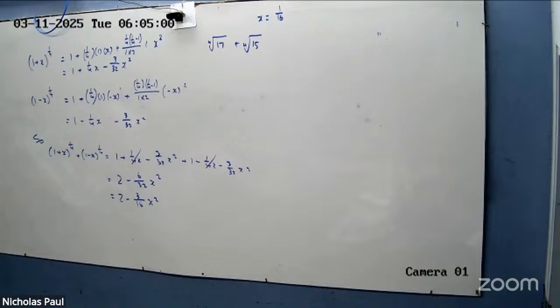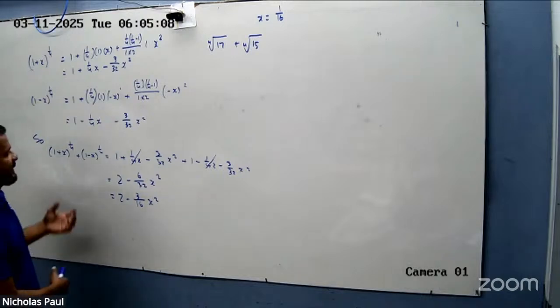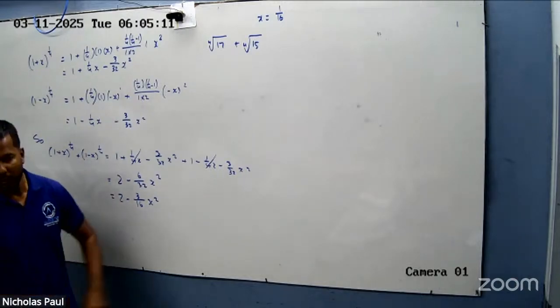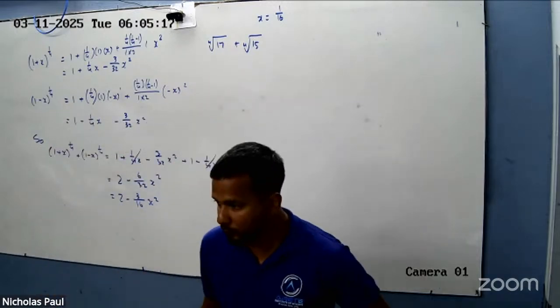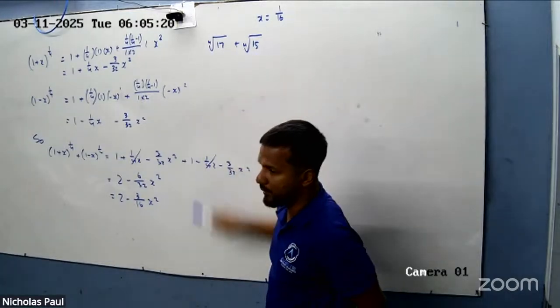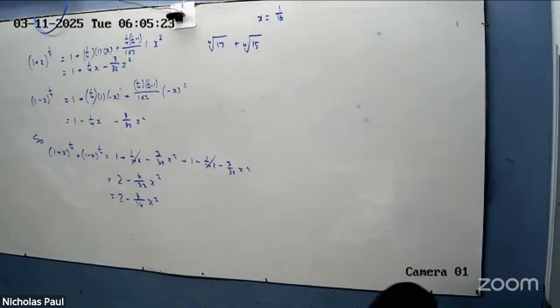Are you done? Right, plug in 1 on 16 on both sides and see if we can get the answers for this. You want this answer to 4 decimal places. You want the answer for this to 4 decimal places. By plugging in 1 on 16, right? On both sides.